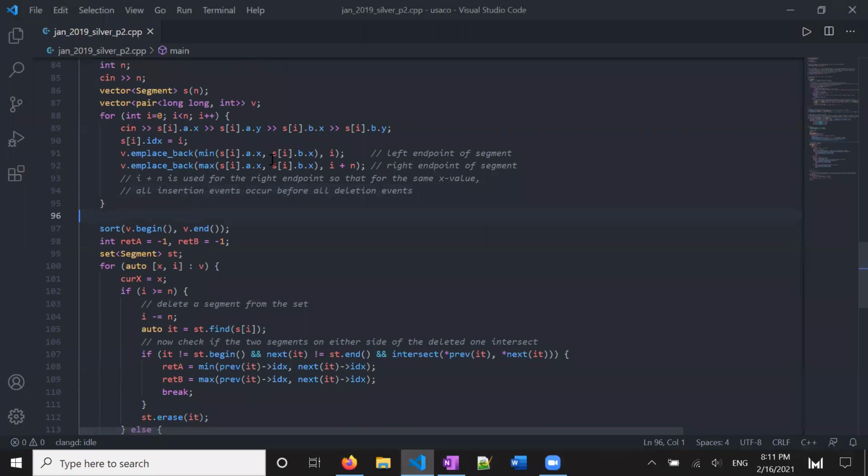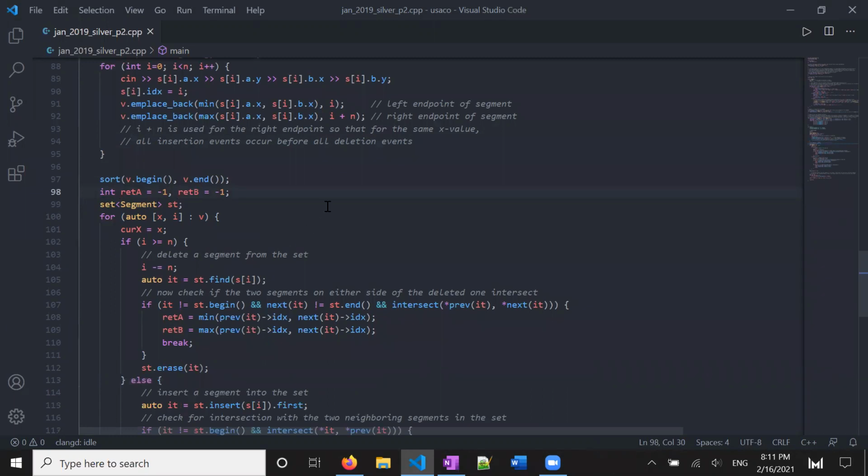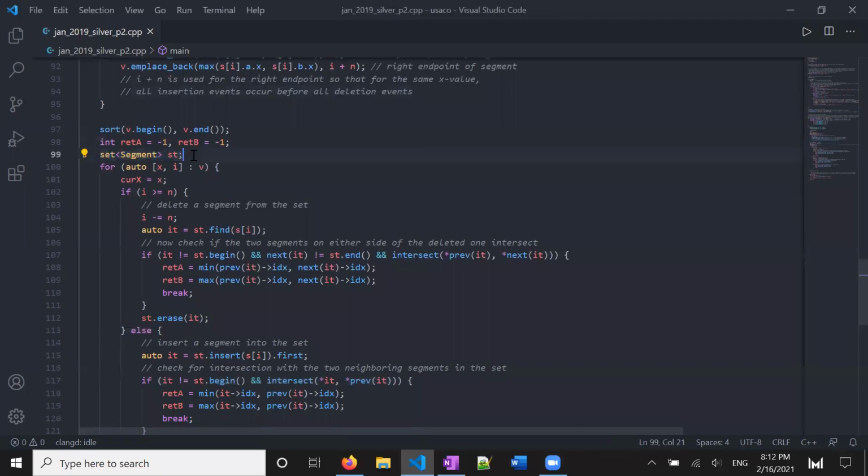All right, so I insert all the endpoints and I sort them. Ret A and ret B are just where I store the answer. Basically, I stop the algorithm the moment I find an intersection, and then I record the two indices that I found, and at the very end I check which one of these indices is the one that I need to remove and print as the answer. I have my set of segments.